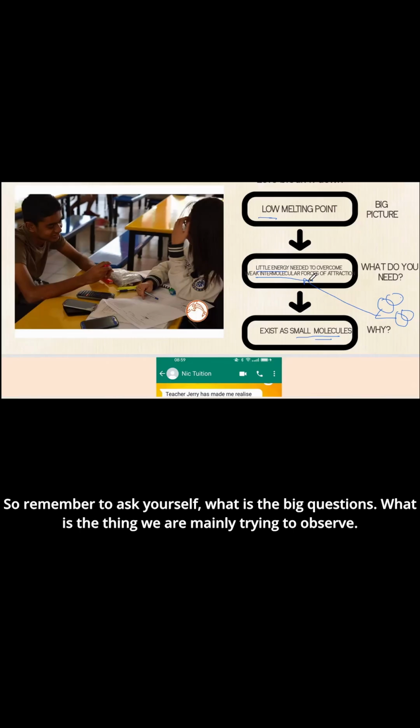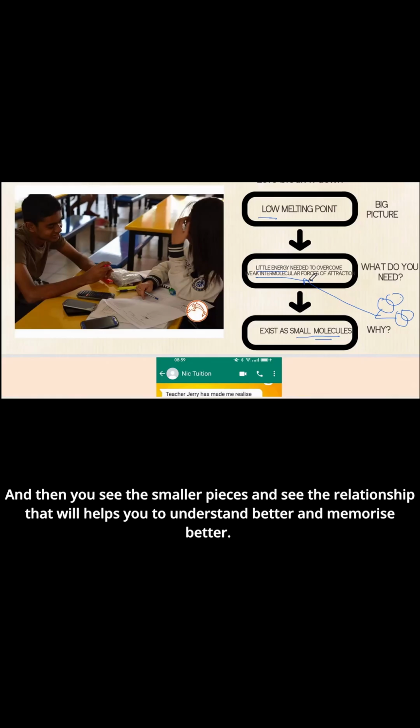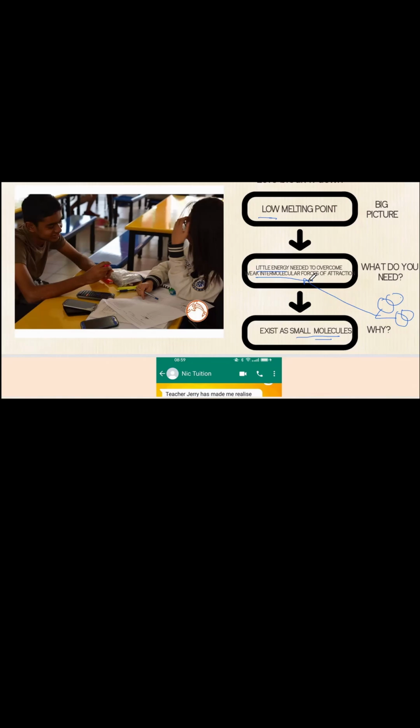What is the thing that we are mainly trying to observe? And then now you see the smaller pieces and see the relationship. That will help you to understand better and memorize better.